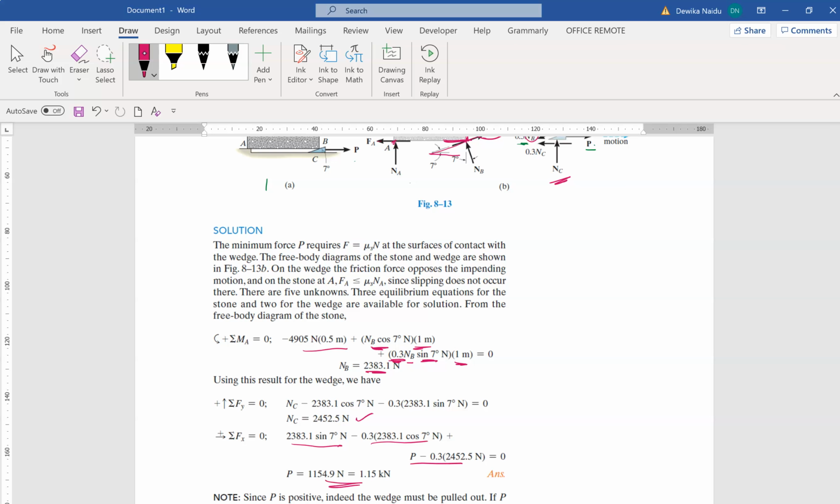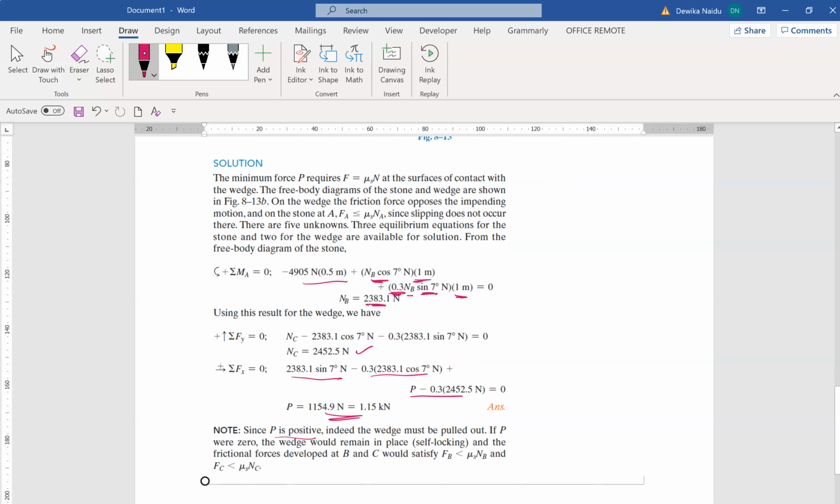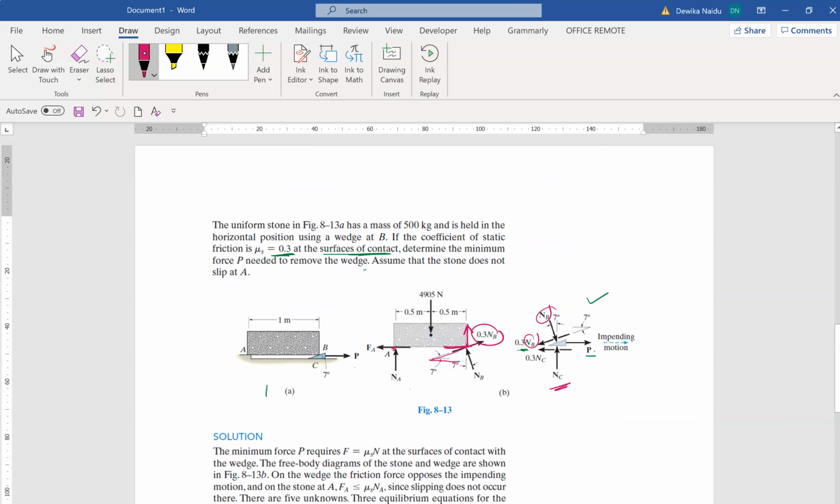Anyway, I want you to redo all this and then send it back to me. Since P is positive, indeed the wedge must be pulled out. If P was 0, the wedge would remain in its place. It's self-locking. So in this case, it is a positive value, which means the wedge must be pulled out. So that is the explanation for this whole wedge.